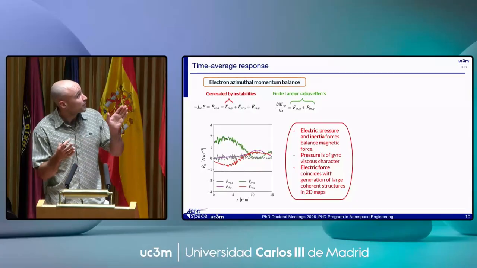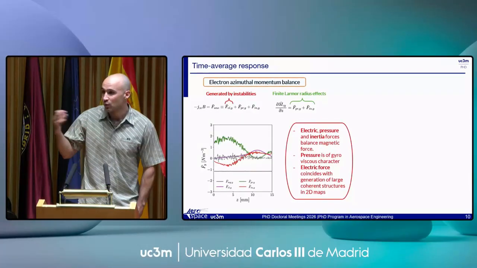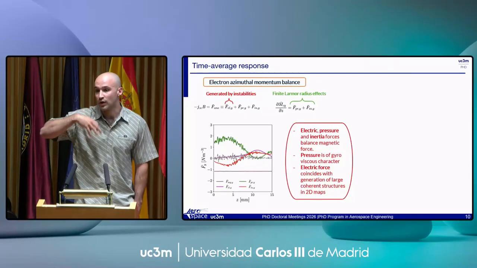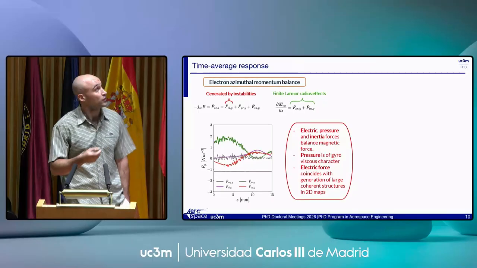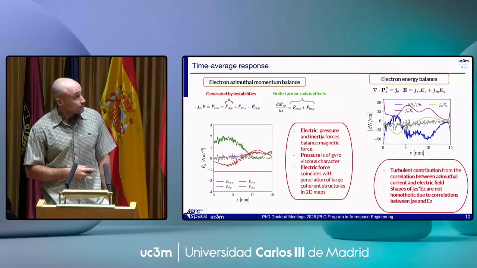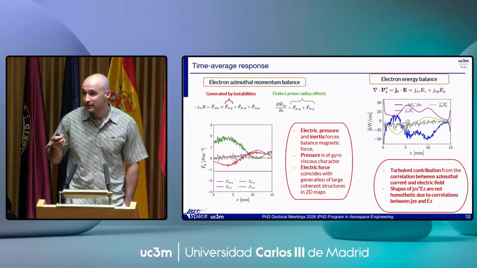You have two separate regions in which, on the right, from 7.5 millimeters onwards, the electric force dominates, which is basically the region where the coherent structures appear, and then on the other side, you have the finite Larmor radius effects.